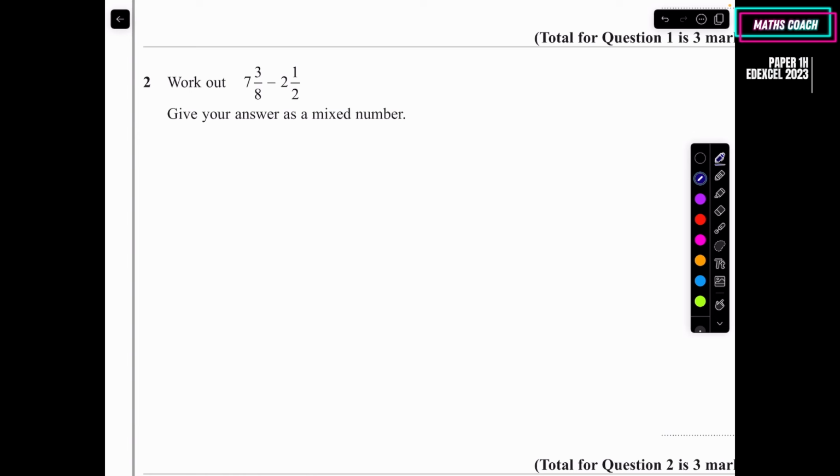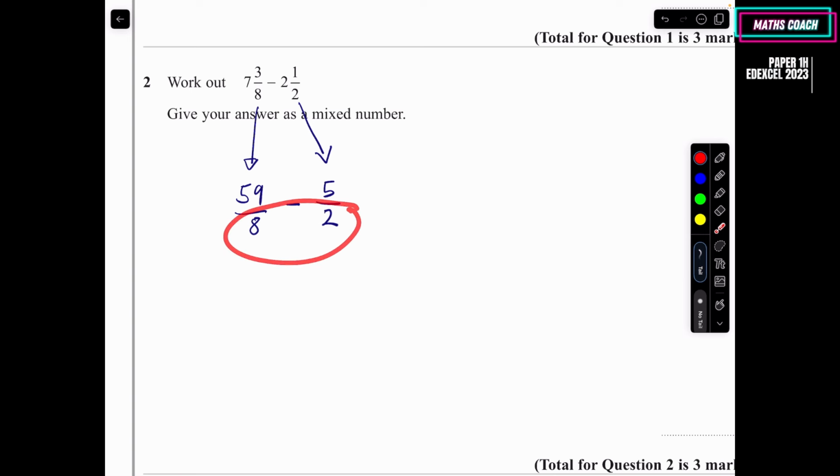So 7 times 8 is 56, add the 3, 59. So 59 over 8. And this one, 2 times 2 is 4, add the 1, 5. So that's 5 over 2. Now, we can't add or take away until we have the same denominators. If you look at 8 and 2 closely, we could multiply 8 times 2 and do that to the top as well, but it's probably easier to take that second fraction, because we can get that denominator to be an 8.